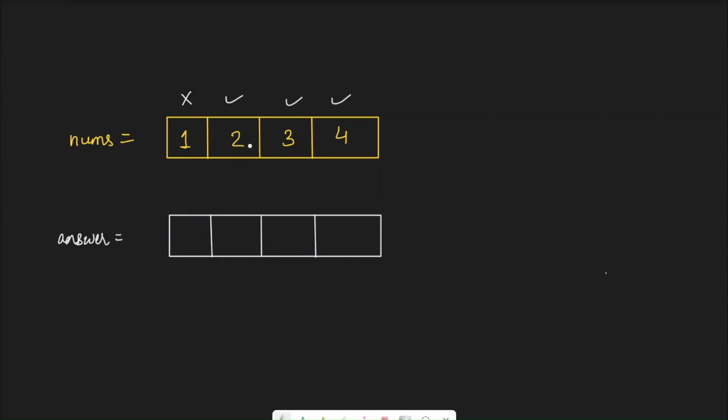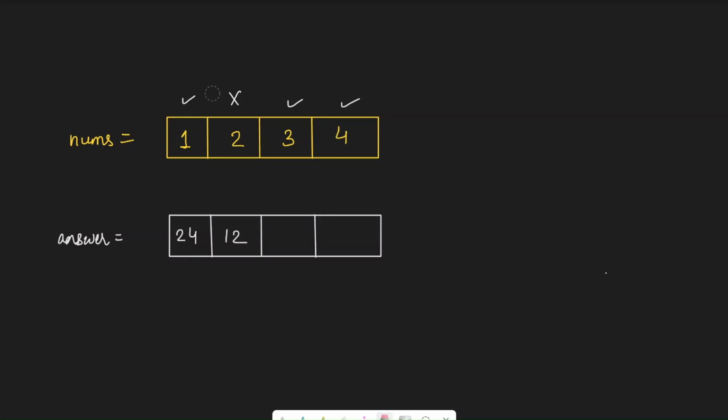So the product for these would be 2 multiplied by 3 is 6, multiplied by 4 is 24. So we have 24 over here. Then we move to the second location. For the second location, again, we can't include this second location in the product. We can only include the first, third and fourth positions. So the product of 1 multiplied by 3 is 3, multiplied by 4 is 12. So we have answer 12 here.